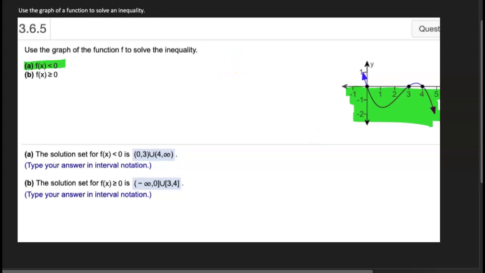And I can see that that happens from here to here and from here on. Now, one other condition I need to attend to here is that f of x has to be less than 0, not equal to it. So technically speaking, these should be parentheses here to say I'm not including those endpoints between 0 and 3, and I'm not going to include this endpoint 4, and then on to positive infinity. So that's where this solution comes from.